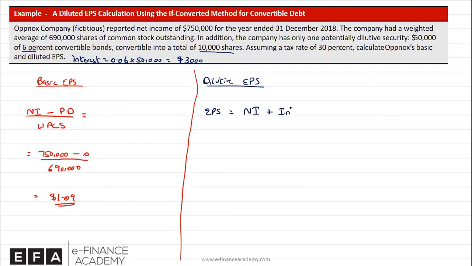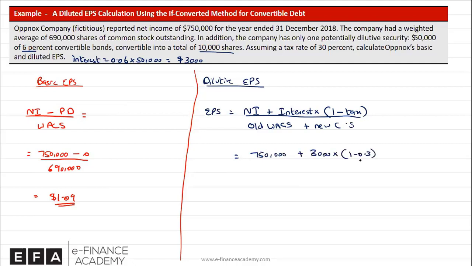We add back interest, our profit goes up by the amount of interest, but we have to pay extra tax. So let us take out the tax effect from this. So interest after tax divided by old shares plus new common shares. So net income is 750,000. Interest is 3,000. After tax, it will be 1 minus 0.3, which will amount to around a net amount of 2,100. You can do the calculation.